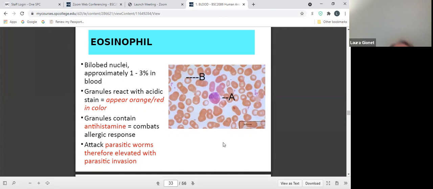They produce antihistamines. They will elevate when you have parasitic infections. And normally you have about 1 to 3% of your white blood cells will be eosinophils.